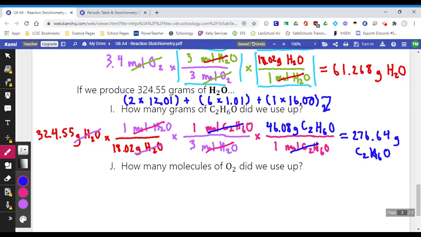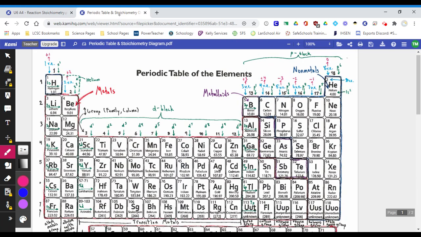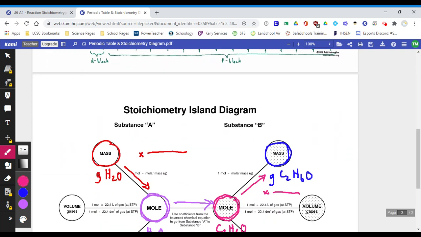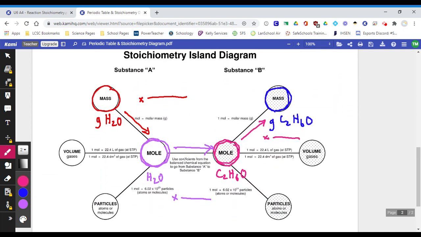Okay, I'm going to leave this very last one to you guys. I have faith in you. I know you can do it. Okay, use your stoichiometry diagram to figure out your path. Okay, it's going to be very similar to how we started this one. Okay, I would start with your 324.55 grams of H2O. All right. We're going to need to go from grams of H2O to moles of H2O.